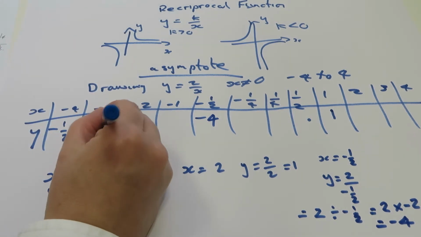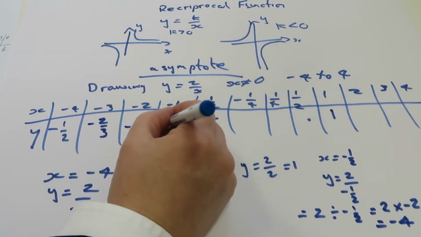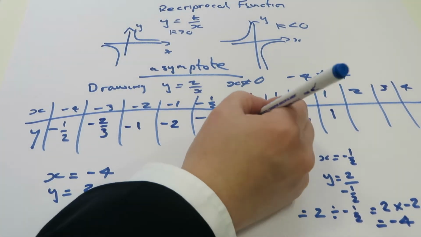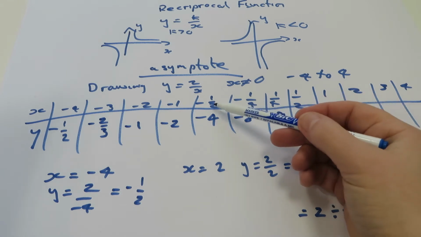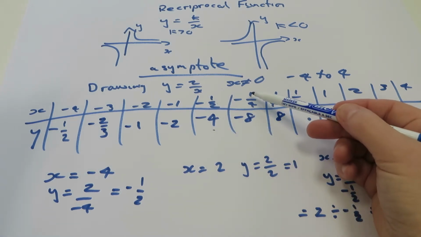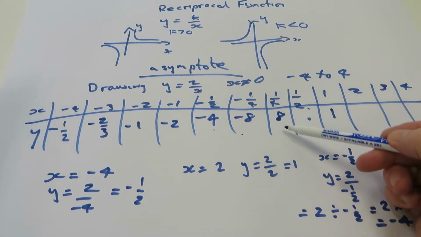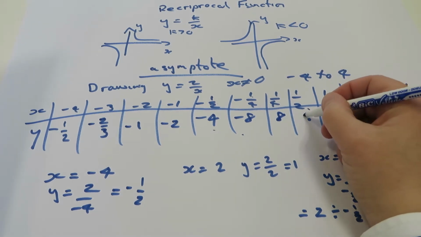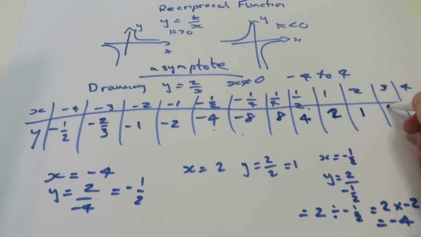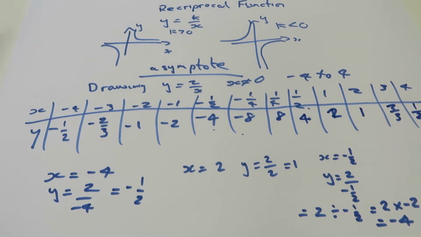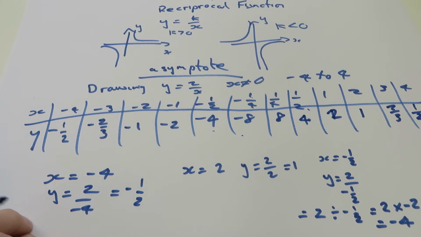So I'm going to fill in the values as they would be. Goodness me, I've made a mistake here. Minus 4, minus a half is minus 4, minus a quarter is minus 8, a quarter is 8, a half is 4, 1 would have given a value of 2, sorry I wrote that in the wrong place earlier on, 2 would have given the value of 1, and so on.